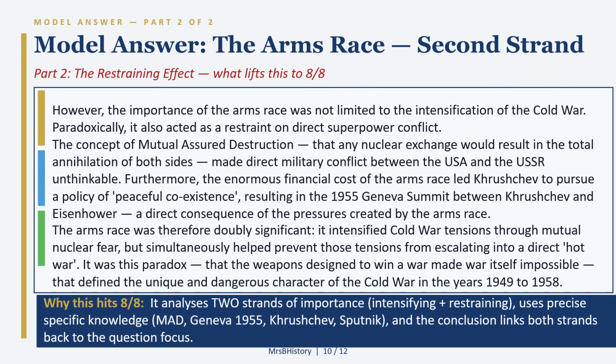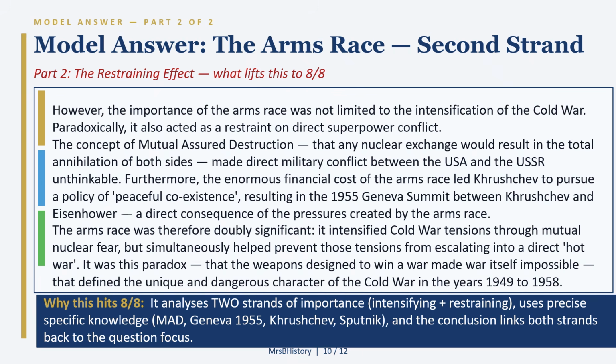Part 2 of the model answer, the second strand, and this is what takes a level 2 response to a level 3 and to 8 out of 8. However, the importance of the arms race was not limited to the intensification of the Cold War. Paradoxically, it also acted as a restraint on direct superpower conflict. That single word, paradoxically, signals to the examiner that you're thinking analytically. You're not just building a one-sided case.